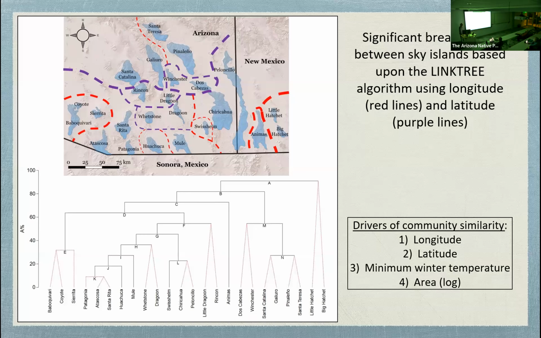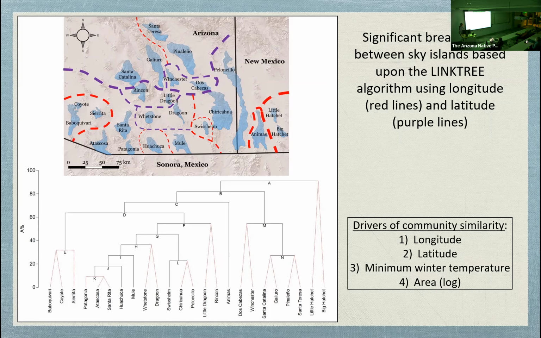And Redington Pass, which separates the Santa Catalinas from the Rincons, is a strong latitude break that occurs between those two ranges. It kind of highlights again how subtropical the Rincons are, which is very well known. And in the bottom right corner of this slide, you can also see what the drivers of the community similarity were. Longitude is the biggest driver.